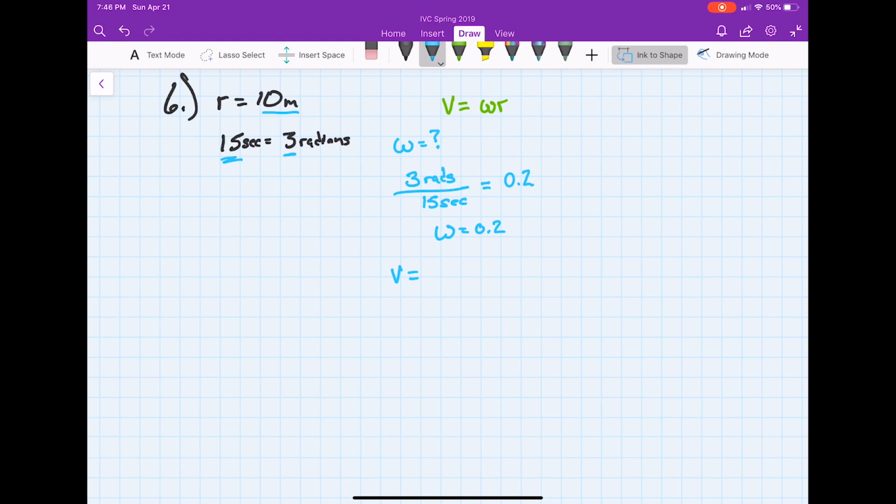So v equals 0.2 times our radius, which is 10 meters. So 10 times 0.2, that's pretty easy. You just move the decimal place over. The 10 is in meters. So our v is equal to 2. And that, of course, is meters per second.